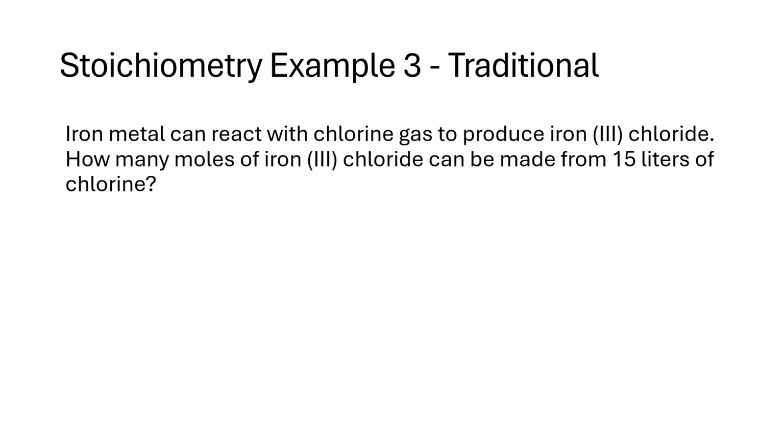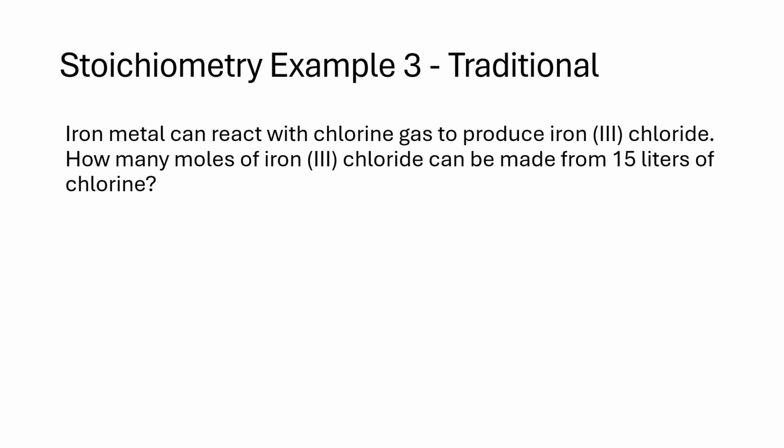For our third example, we have iron metal reacting with chlorine gas to make iron chloride. And how many moles of the iron 3 chloride can be made from 15 liters of chlorine? So we need a balanced chemical equation.